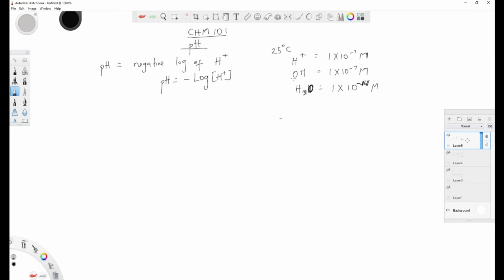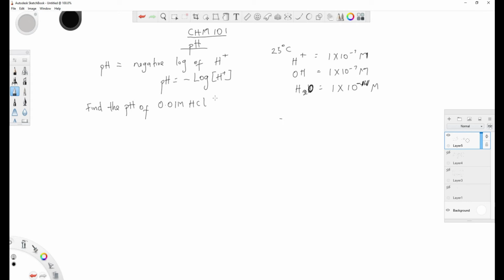Okay, now let's try an example. Find the pH of 0.01 molarity HCl. Find the pH of 0.01 molarity HCl. Just like we said, we're trying to solve this.